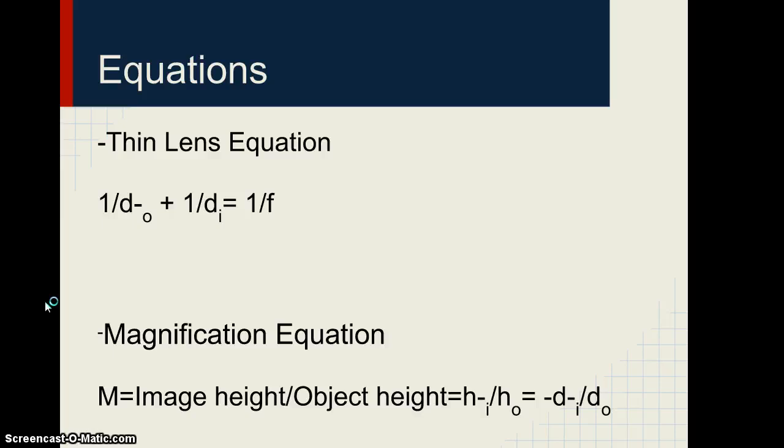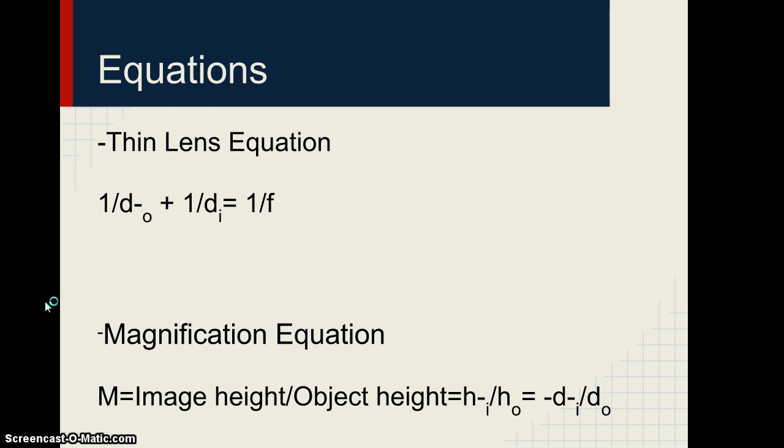Key things to remember is that the focal length is positive for a converging lens, while it is negative for a diverging lens. The image distance is positive for a real image formed on the right of the lens, and it is negative for a virtual image formed to the left of the lens.